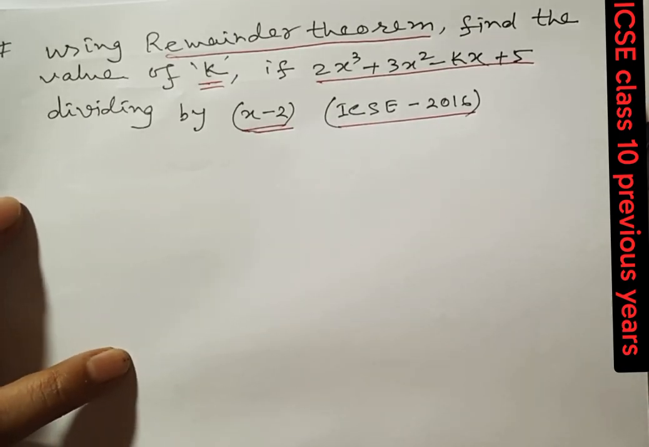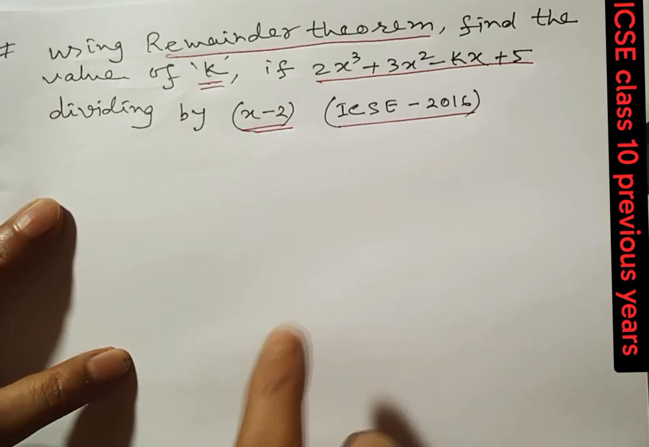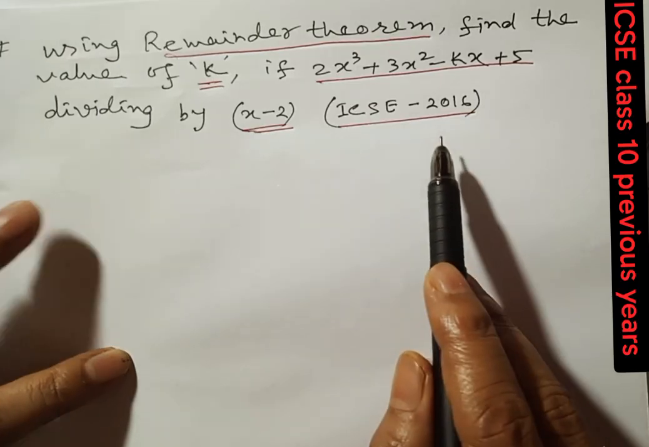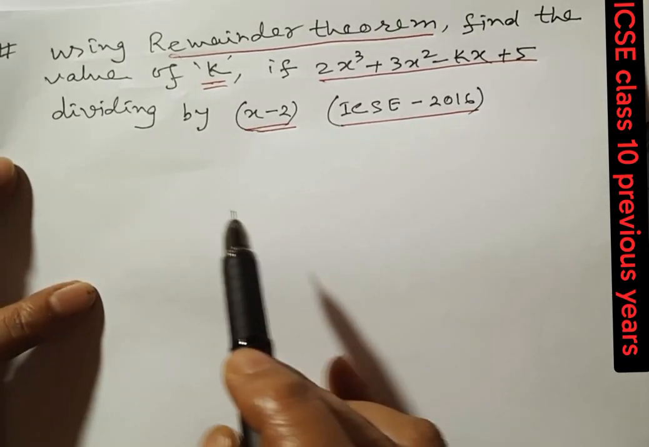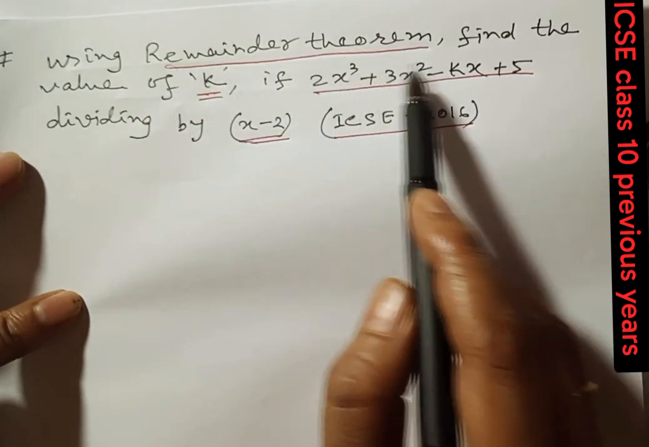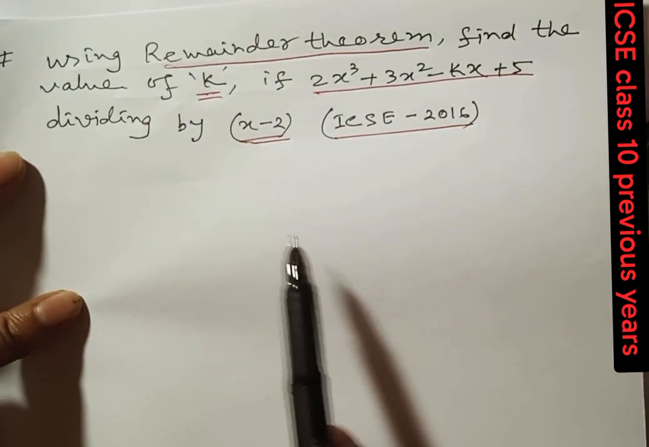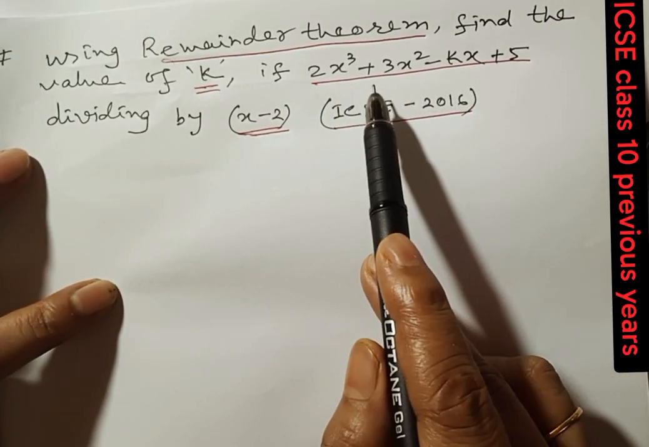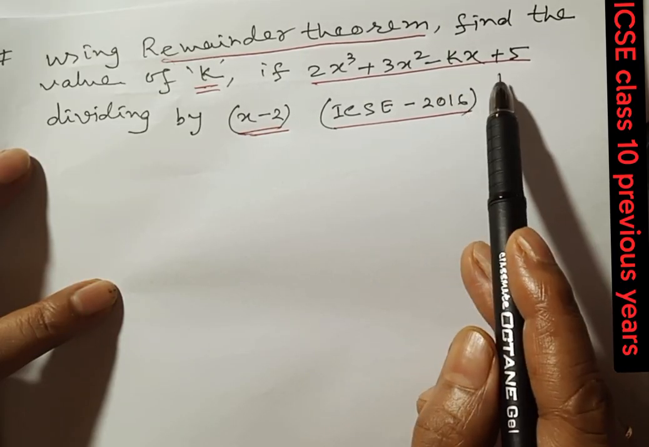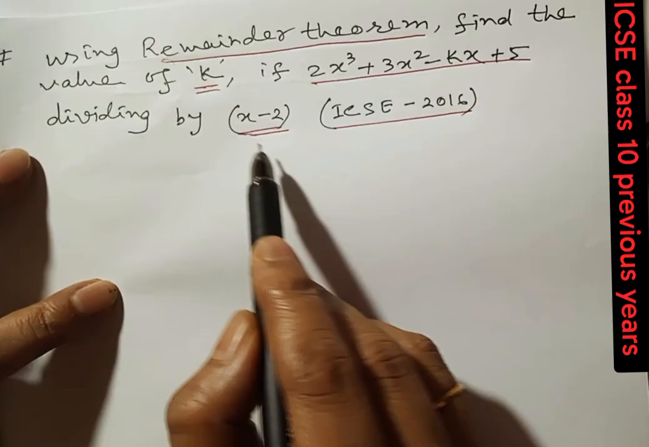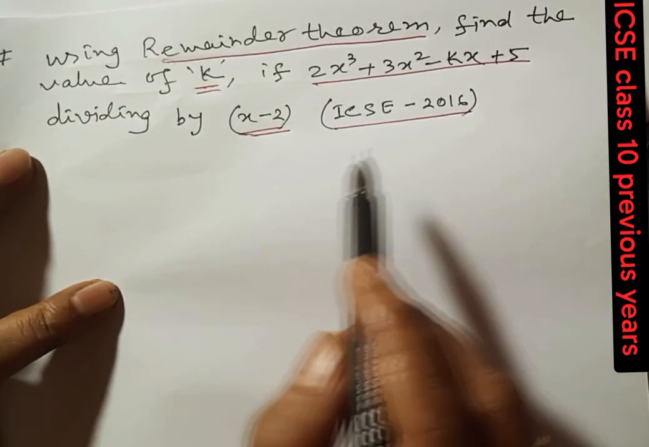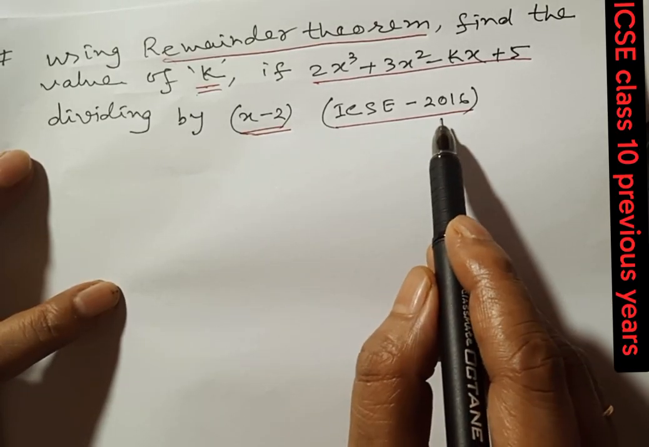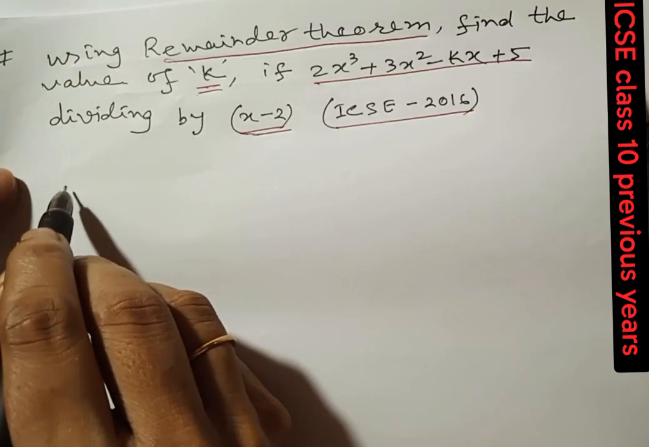Now I solve a question which is from the previous year's ICSE 2016. Here it asks, using the remainder theorem, find the value of k if the polynomial 2x cube plus 3x square minus kx plus 5 is divided by x minus 2. What is the value of k? This is an ICSE question 2016. So we start from here.